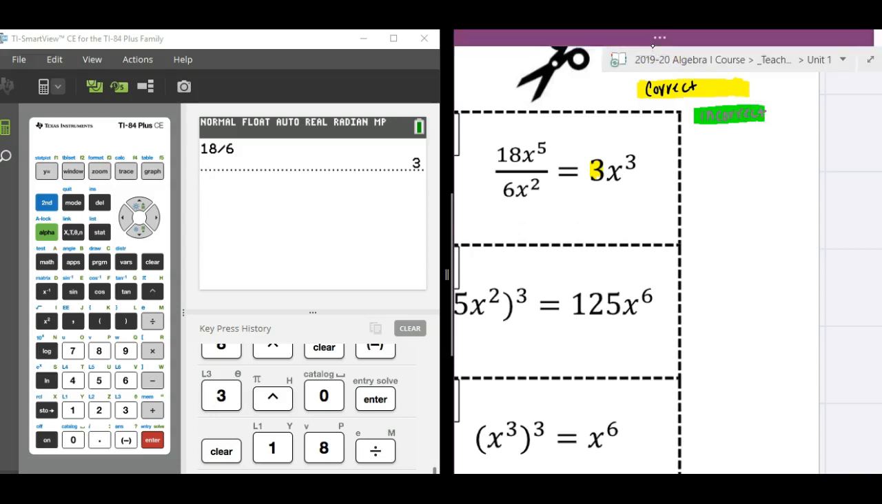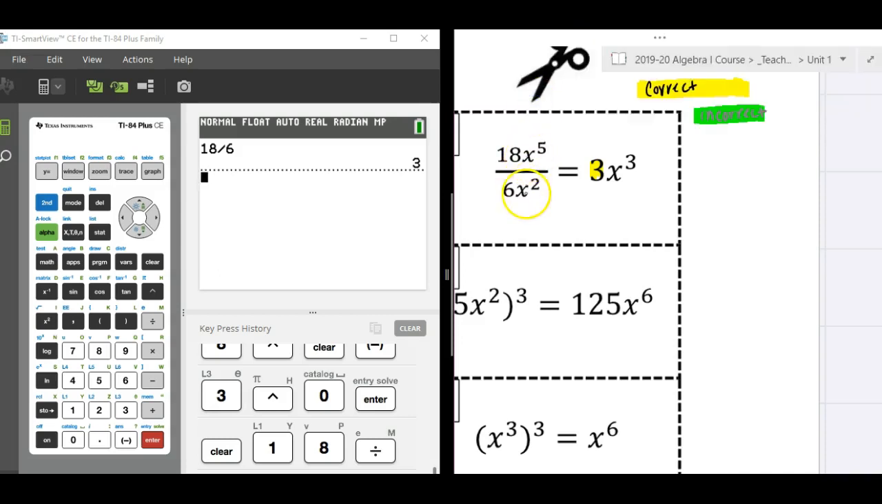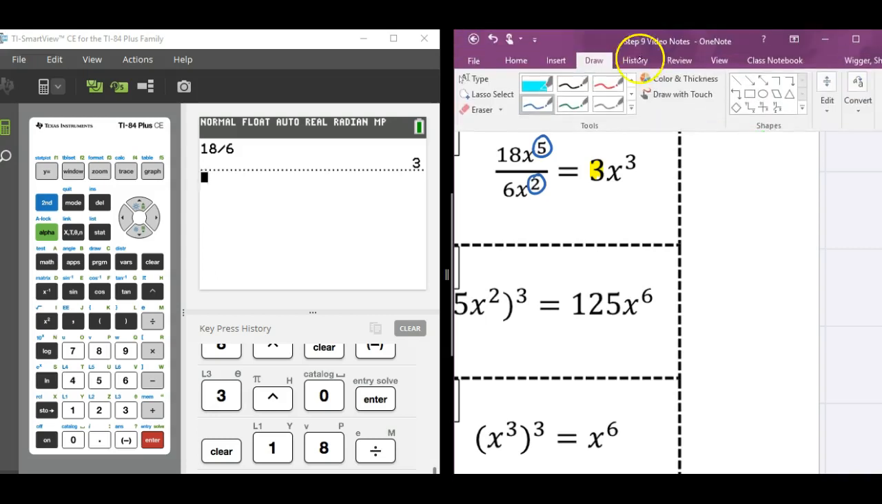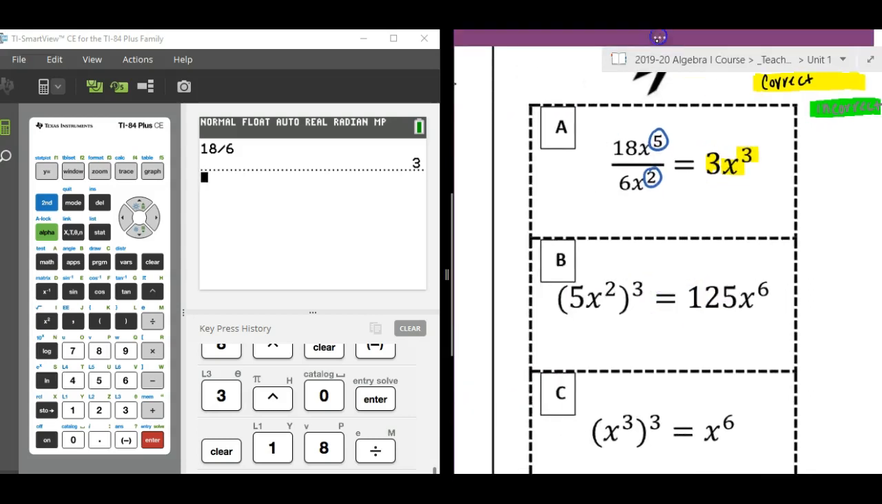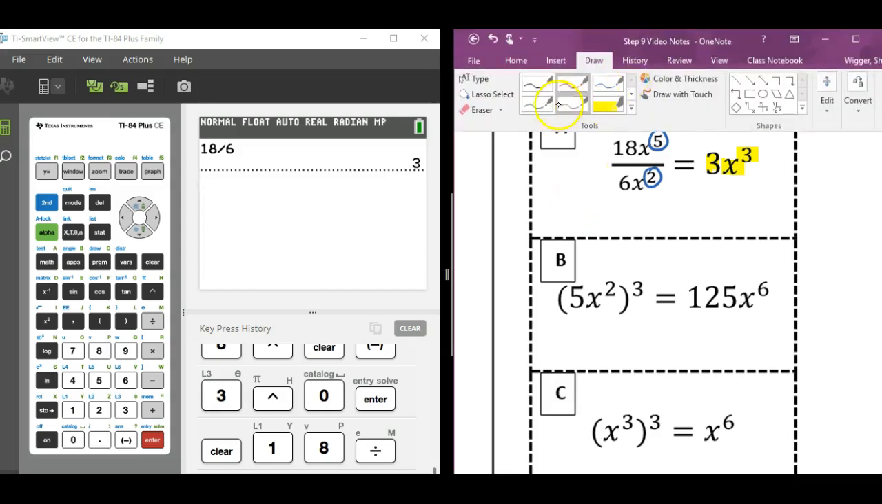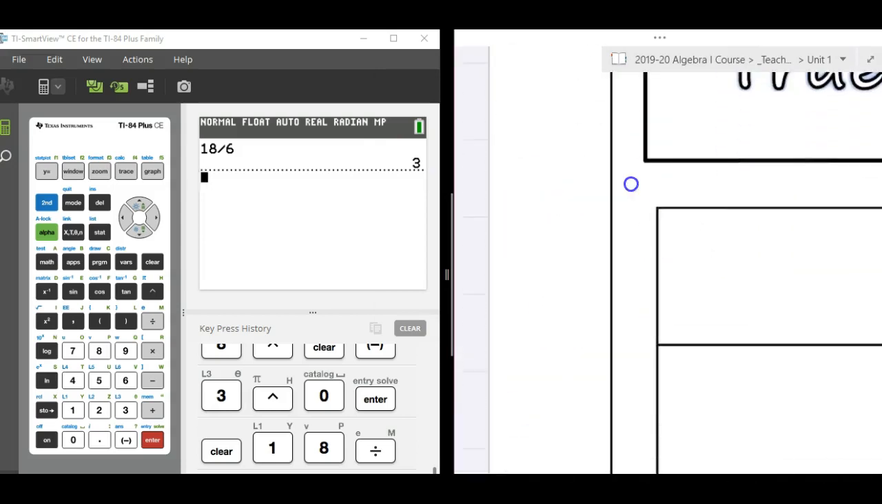Alright, we've got a common base of x. We subtract the exponents. 5 minus 2 is 3. A is true.